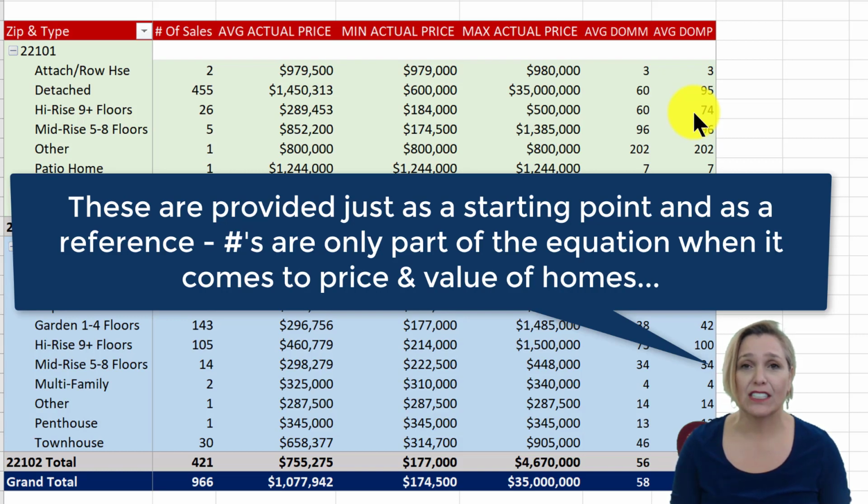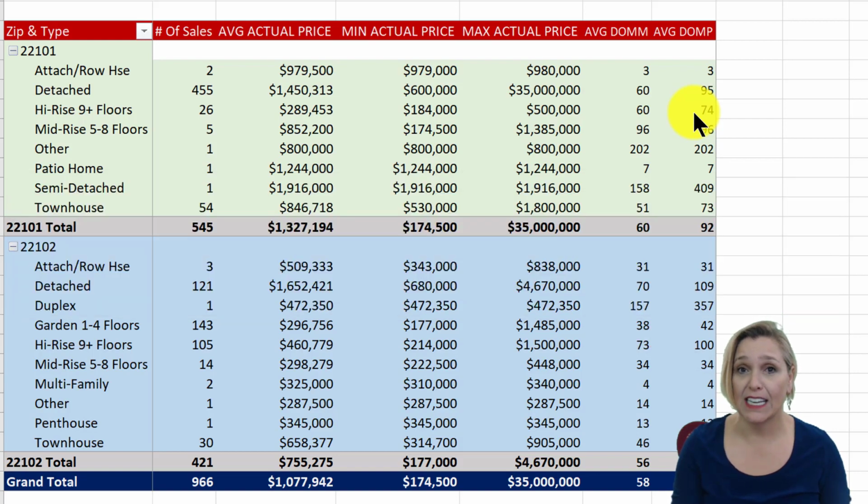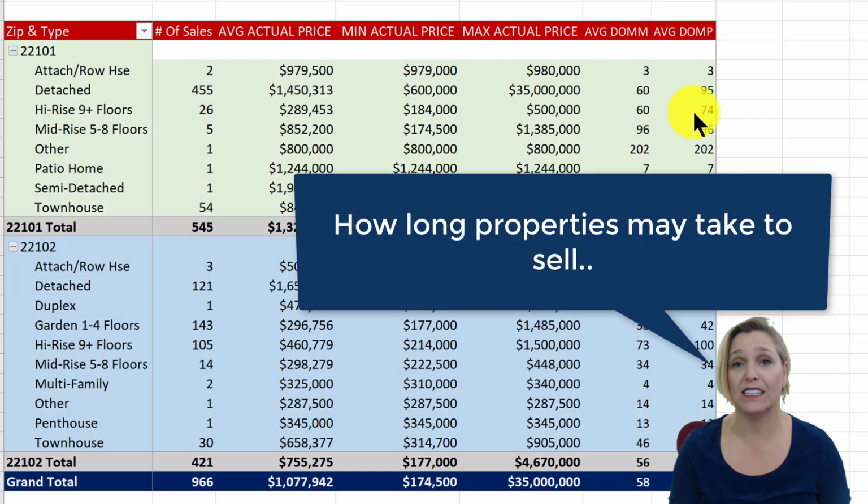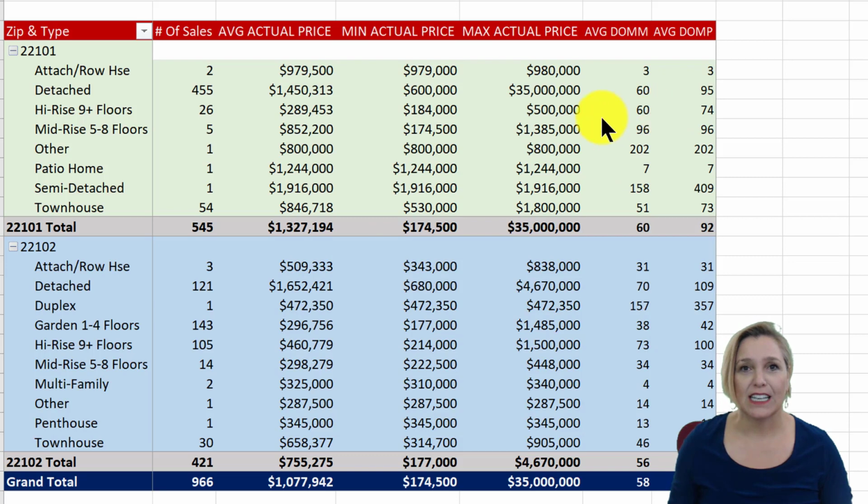By looking at the average days on the market for the property, we have an understanding of how long it can take, worst case scenario, and we can provide that information for our buyers or our sellers so that they have a good understanding of what can happen. Obviously, it's going to depend on a lot more than just these numbers, but we wanted to provide you with a starting point.